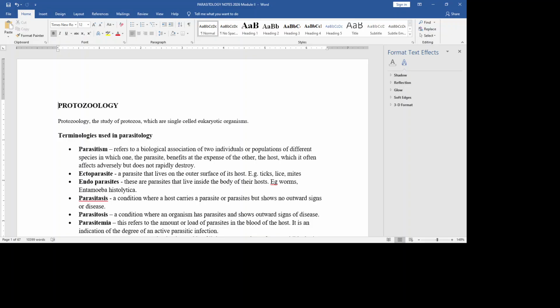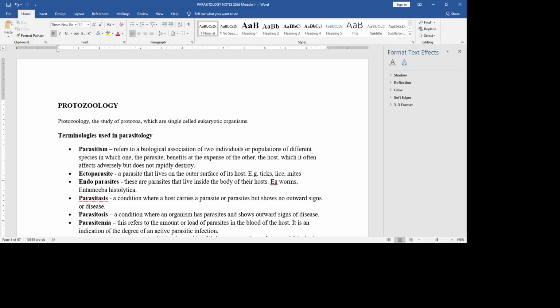Then we have the next group of parasites known as the endoparasites. These are the parasites that live inside the body of their hosts. We all know about the worms, the various worms, the tapeworms, which live in the intestines, some live in the lungs. We also have other parasites which live within the intestines, some within the urogenital system or the genitalia. These all form a group of parasites known as endoparasites.